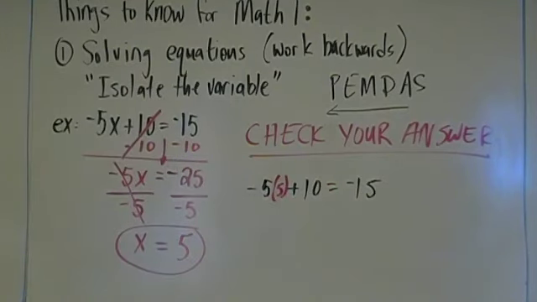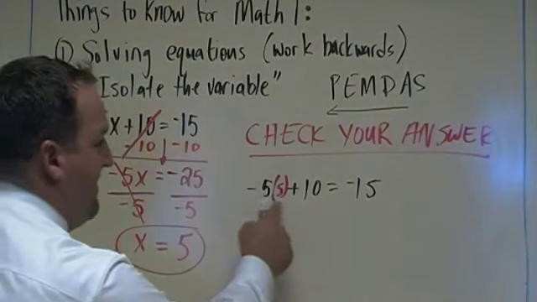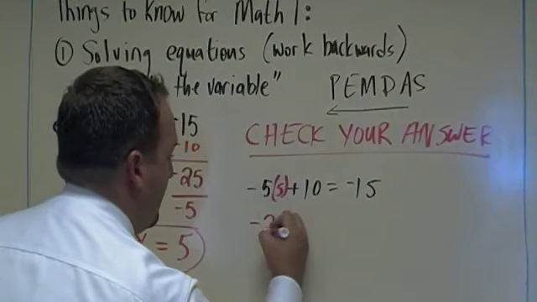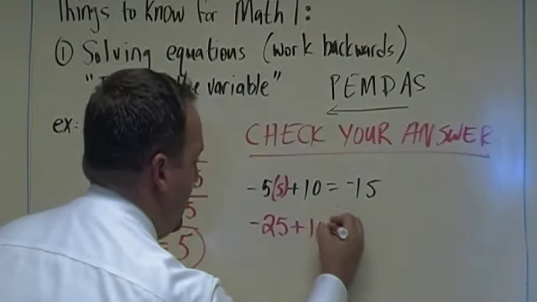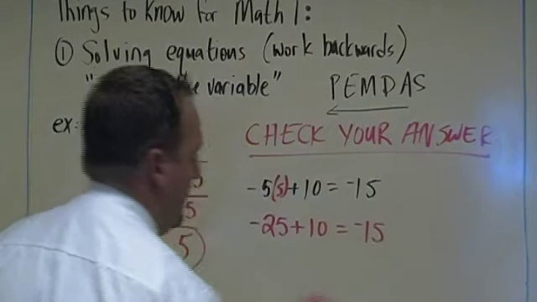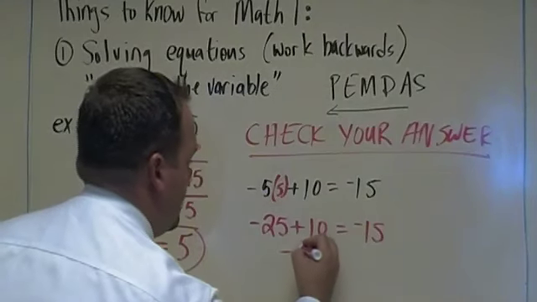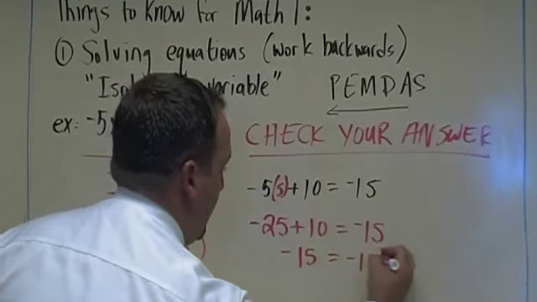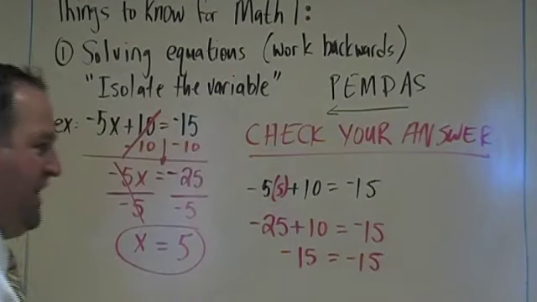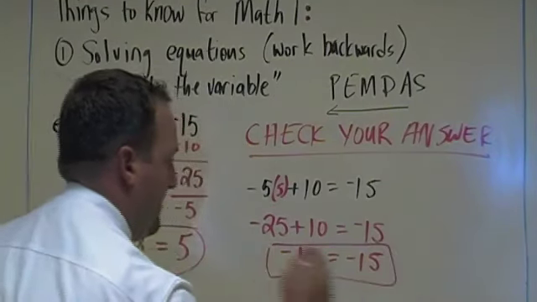Now we do Please Excuse My Dear Aunt Sally, the order of operations, which states that we have no parentheses here. We have no exponents. We do have multiplication. Negative 5 times 5 is negative 25. Plus 10 equals negative 15. And we do have an addition here. Negative 25 plus 10 is going to leave us with a negative 15 equals negative 15. What you should end up with is a true statement.